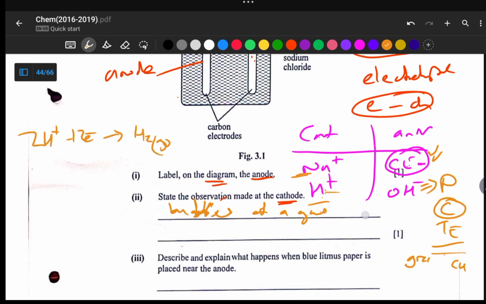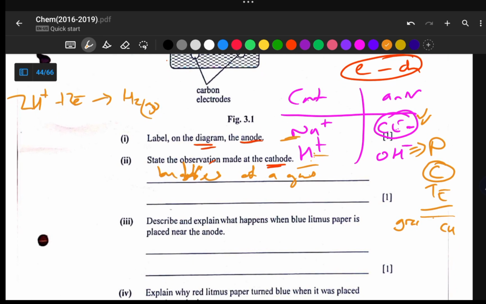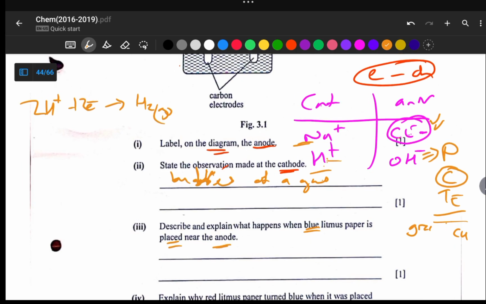And then describe and explain what happens when blue litmus paper is placed at the anode. So at the anode, we are going to have the chloride ion oxidized to chlorine gas plus electron. So we are going to have a production of chlorine gas. So the litmus paper turns from blue to red, and also it is bleached, right? So this is what happens to the litmus at the anode, right?